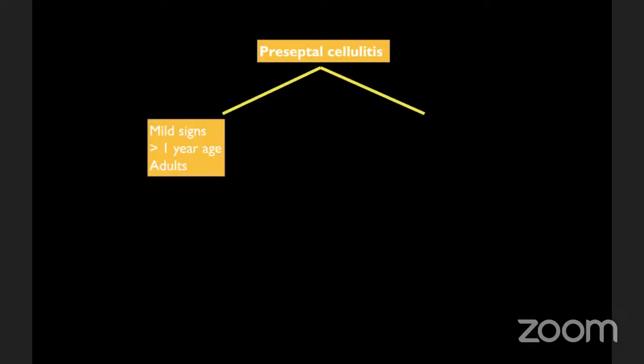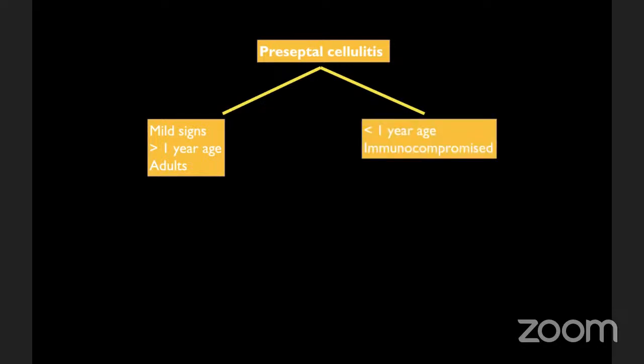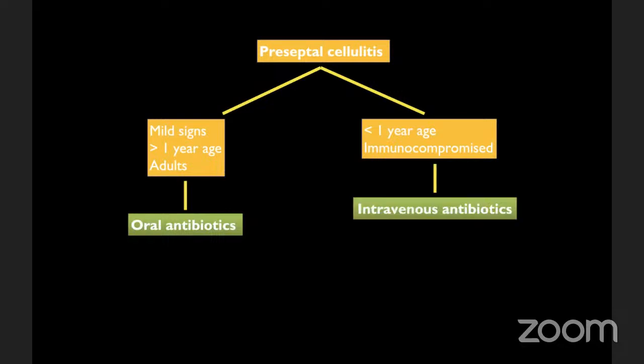In preseptal cellulitis, most of the time we would look for mild signs. Milder signs would be present in children older than 1 year and in adults, and children less than 1 year old with an immunocompromised state can present with more drastic or dramatic symptoms. So oral antibiotics would help when it is mild, and intravenous antibiotics would have a role in older children or in immunocompromised conditions.